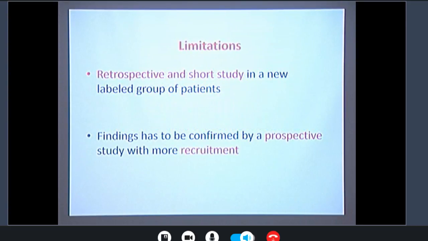What are the limitations of the study? As I told you, it is a retrospective study, it is a short study, and also in a new group of patients. These patients are not really easy to find. But if you can get a good number of these patients, it is good to study. Also, the findings have to be confirmed. We are on the way to do that with a prospective study with more recruitment.